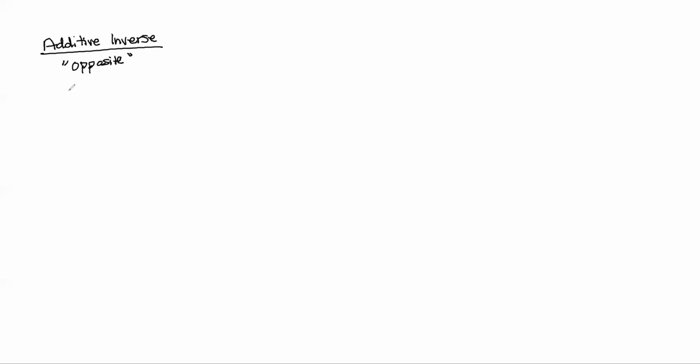So if we go ahead and look at another number line, put 0 in the middle. If we put 3 on the right and -3 on the left, these two numbers here are additive inverses or opposites. So they're just two numbers that are the same distance away from 0.